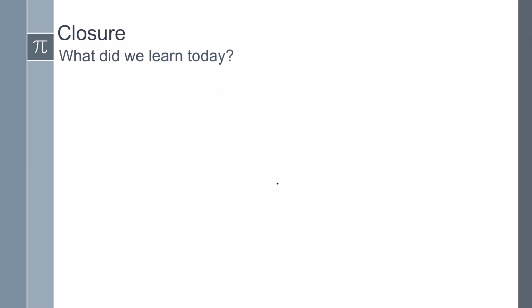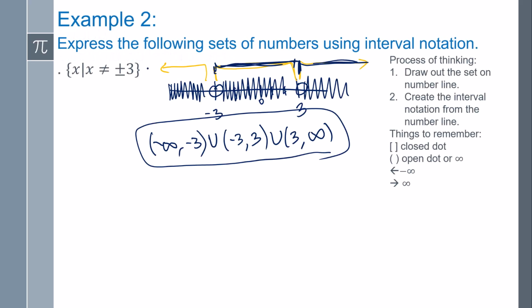So what did we learn today? We wrote a set of real numbers in interval notation. And just to replay it from the previous example here, we took this set builder method and we wrote the interval notation equivalent of that.